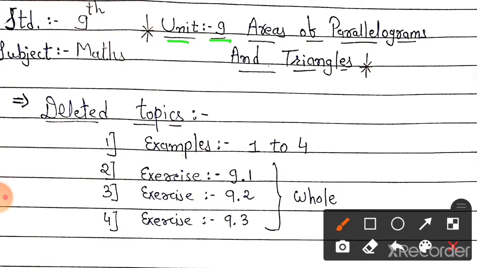Correct? Before we start the discussion, let's write in your notebook which topics are not important for your exams. That is not related to our exam point of view. So there are 4 topics. First, examples number 1 to 4 and the whole of exercises 9.1, 9.2, 9.3 are cancelled. So only theory portions may be asked as an MCQ or fill in the blanks in your exams. There are no sums asked from this chapter.